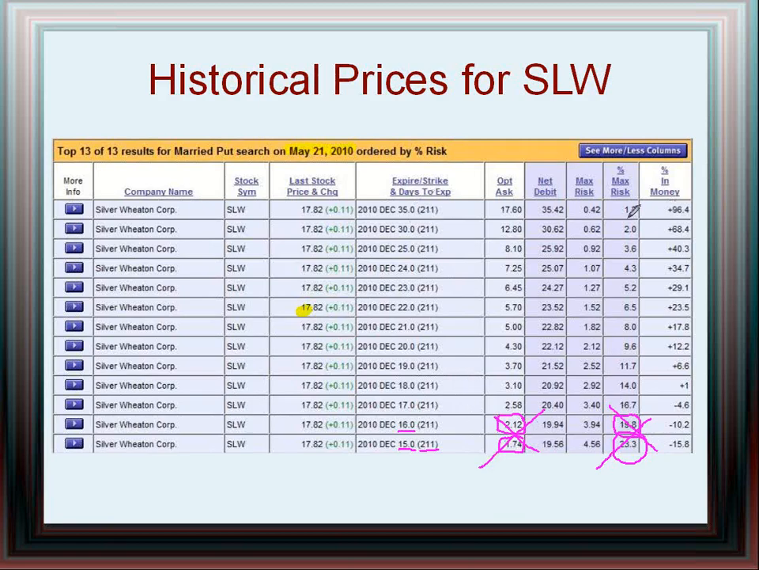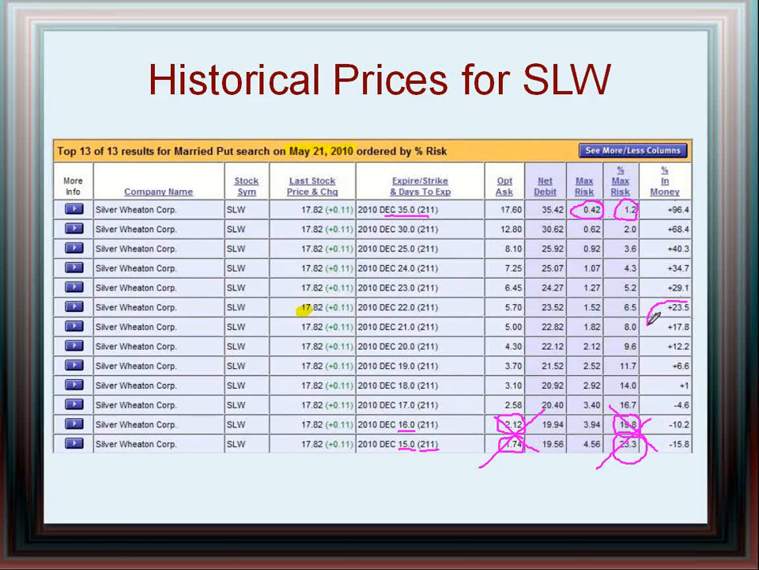We can also go too deep in the money, as we just saw. With the stock at 17, we go almost 100% in the money to the December 35 put. Well, great, that has a low risk of 1.2% and only 42 cents per share, or $42 per 100 shares, but it's so deep in the money that our expectancy of profit is going to be negligible. So where do we want to be?